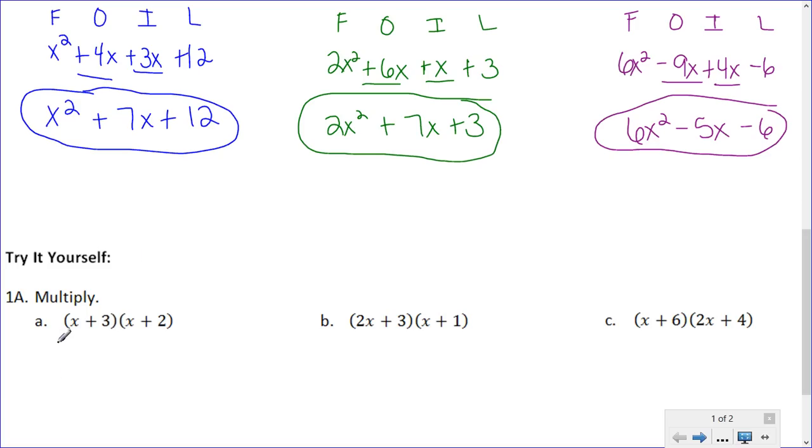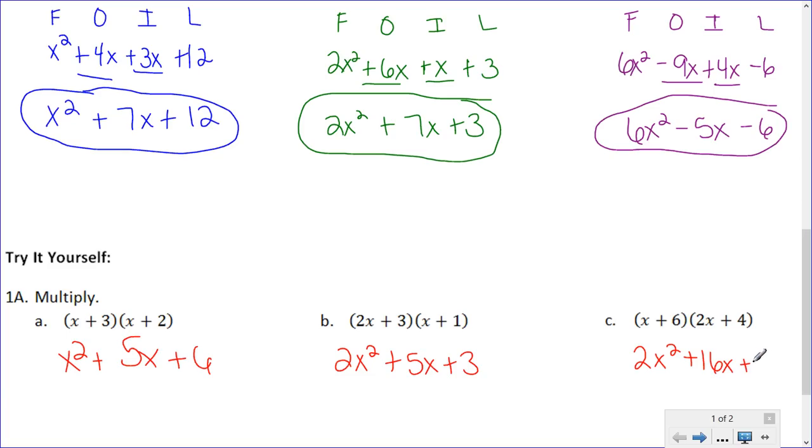Okay, for these you should have gotten, for A, x squared plus 5x plus 6. For B, 2x squared plus 5x plus 3. And for C, 2x squared plus 16x plus 24.